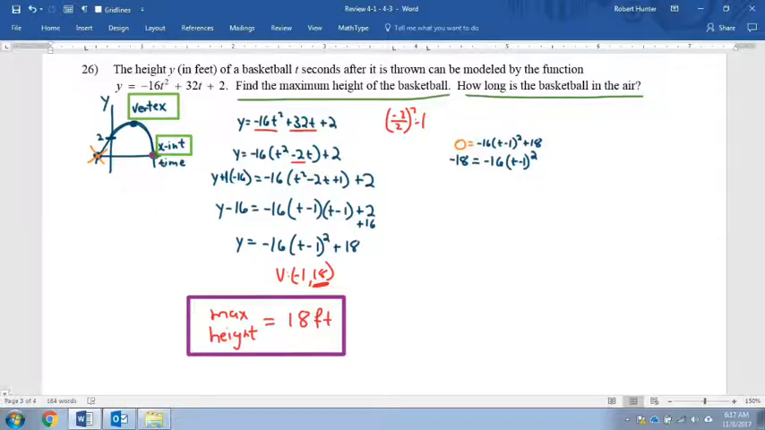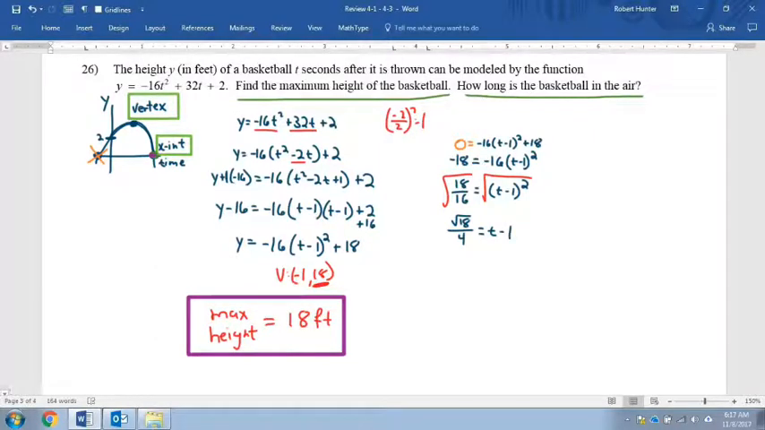I can divide by negative 16, so that becomes 18 over 16. And I can reduce that, but I'm going to leave it alone because I can square root the 16. We'll reduce it in a second. And the reason, again, if I square root both sides, I can't square root the 18, I have to reduce that, but I can square root the 16. The 16 becomes a 4.